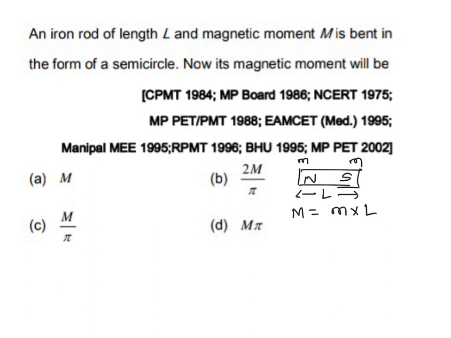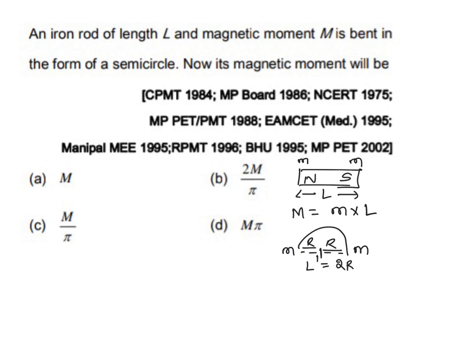Now the same magnet is bent in the form of semicircle. If you bend the magnet in the semicircle, its pole strength remains the same, so it will be the same m itself, but the length will change, that is 2 times the radius, because this is radius r and this is radius r. Now the distance between the two poles must be equal to 2 times r, correct.